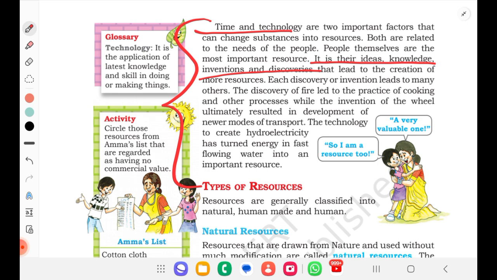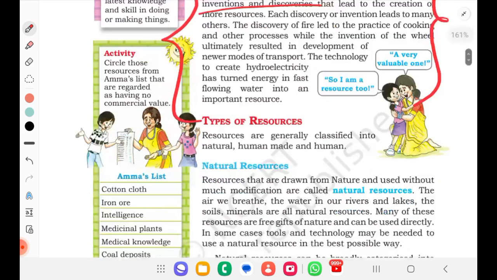So something becomes a resource when it has usability or utility which has some value. But based on time and technology, anything can become a resource. Whatever was not a resource, now it can be a resource with the use of technology as time goes. So mostly it is about time and technology.